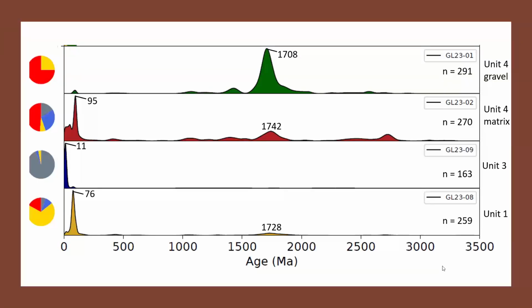But this peak here, the 1.7 billion years, that's pretty distinct. Okay. And if you look at the gravel for unit 4, most of it is 1.7 billion years old. So that corresponds to the Big Sky orogeny. These other ones are kind of distinct too. I'm not really going to talk about these, but if some of you want to talk about those, we can, and I can show you the data too.